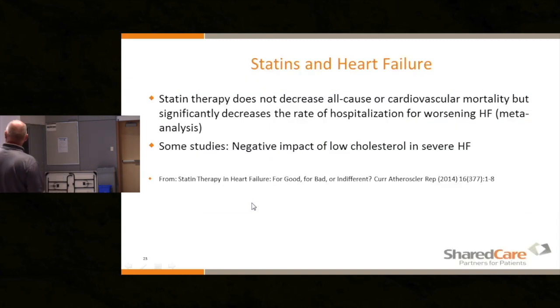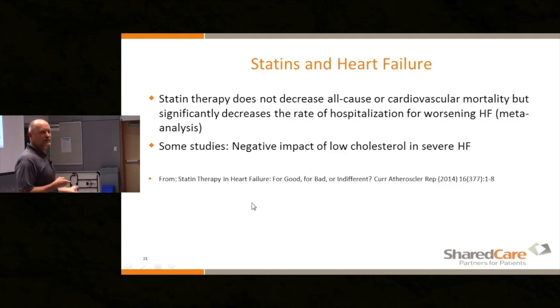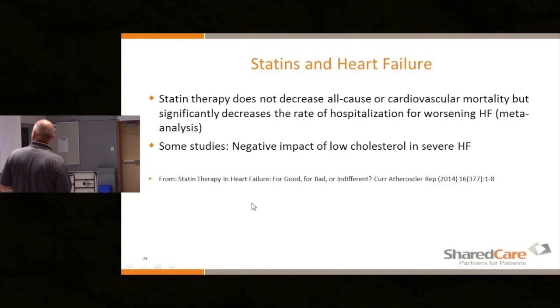Then I asked myself, well, what about statins and heart failure? Now, of course, we know that we want to prevent all the risk factors for heart failure, blood pressure, and heart attacks, that kind of thing. So statins have a place for the heart attack part of it. But statin therapy did not decrease all-cause or cardiovascular mortality, but they did decrease the rate of hospitalizations.